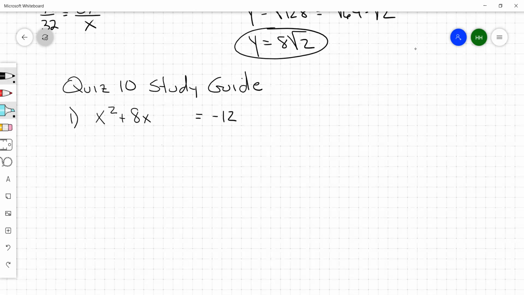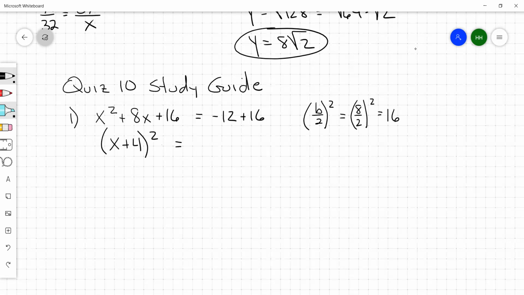Remember, we take half of b, you take b divided by 2, and you square it, and you add it to both sides. So that would be 8 divided by 2 squared, which would be 4 squared, which would be 16. So if we add 16 to the left and add 16 to the right, on the left-hand side, this would factor to x plus 4 squared equals negative 12 plus 16. That's 4.